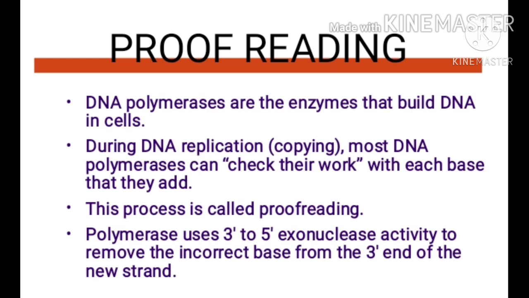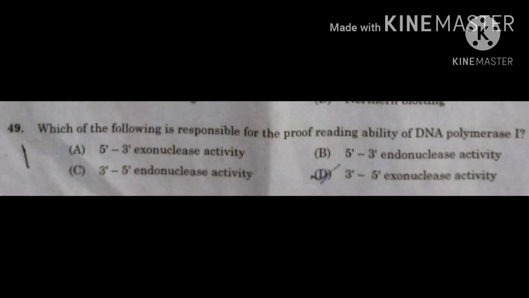But the proofreading mechanism mainly involves exonuclease activity, removal of nucleotides from the end, and it is from the direction 3' to 5'. Hence, it is known as 3' to 5' exonuclease activity. So, the correct answer for this question is option D, 3' 5' exonuclease activity. Remember, the DNA polymerase 1 has a proofreading capacity. It is associated with what? 3' 5' exonuclease activity. It removes the nitrogen base from the end of the DNA from the direction 3' to 5'. Hence the name 3' 5' exonuclease activity.